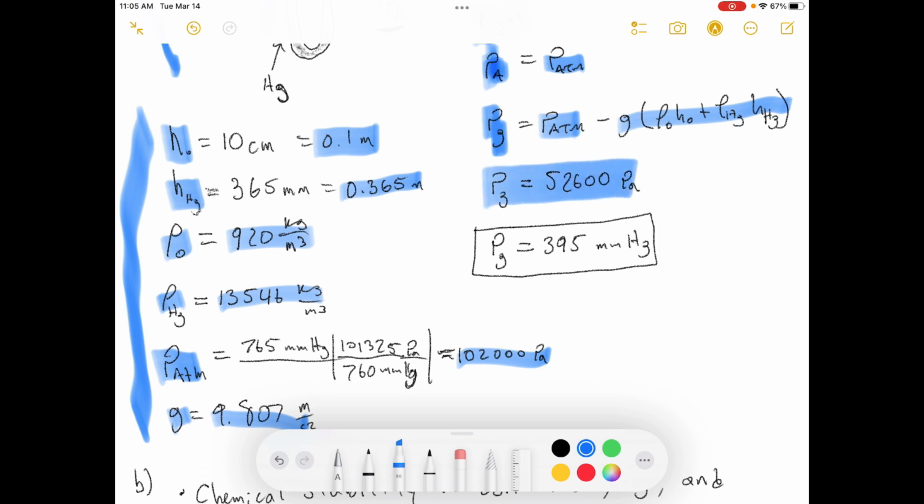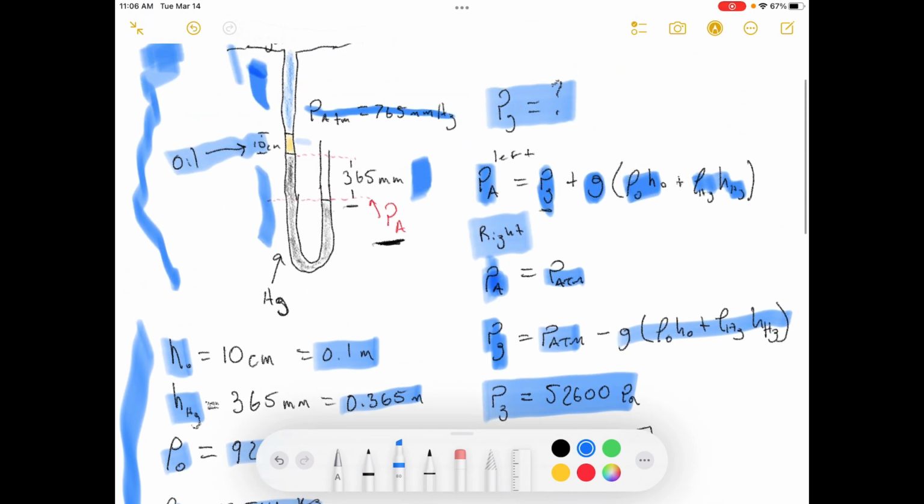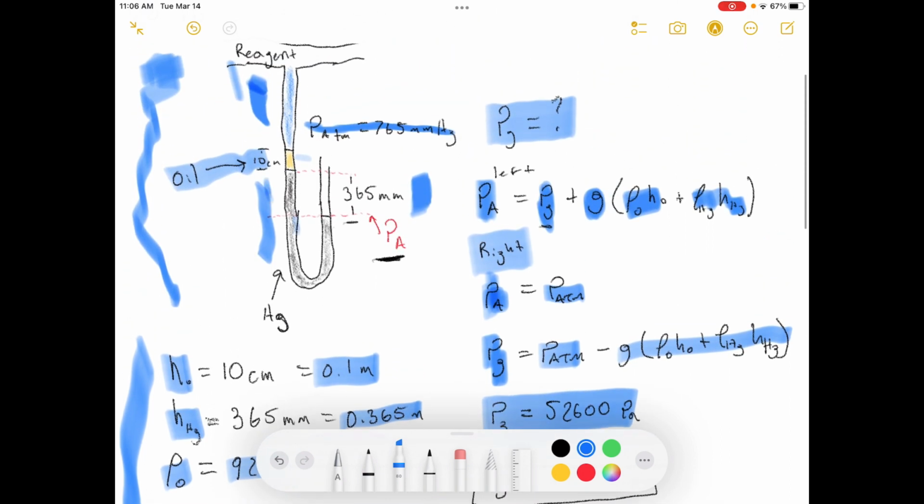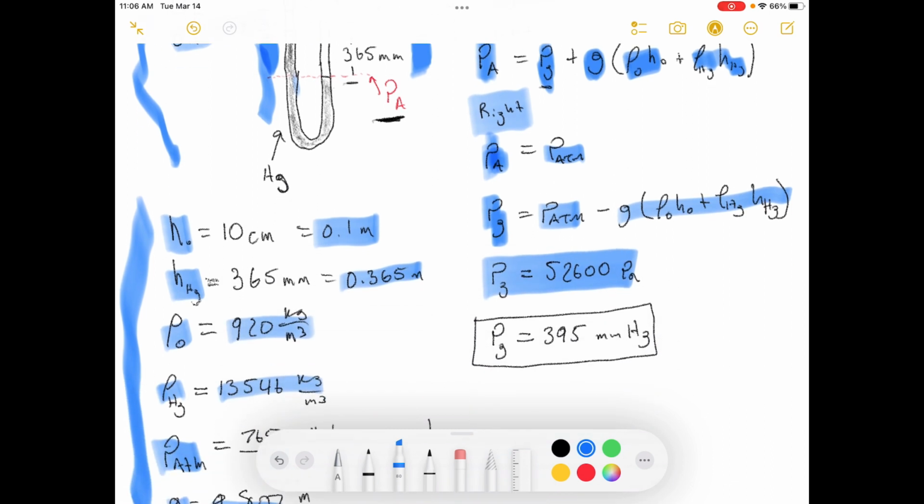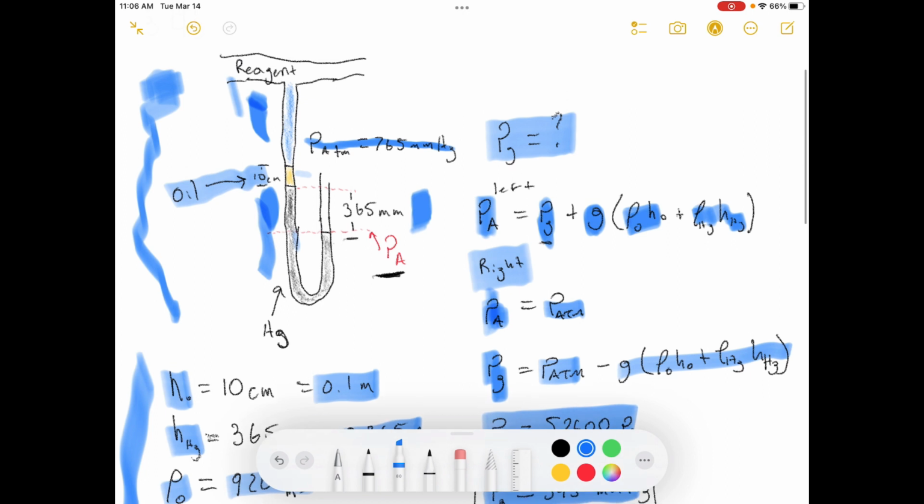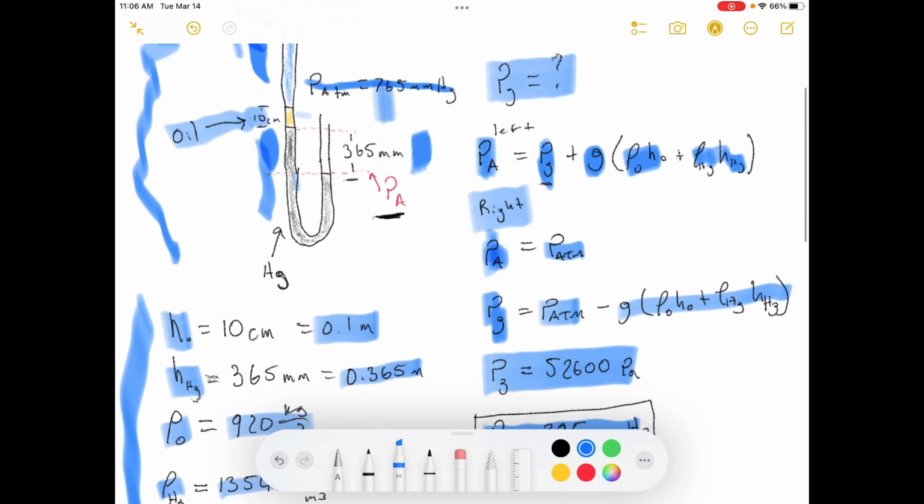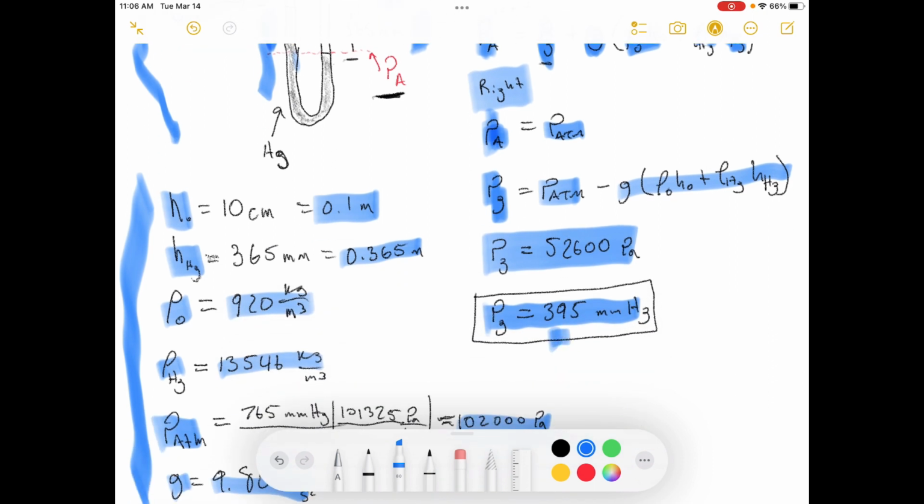And I got that the pressure inside of the pipe, we know that it should be less than the atmospheric pressure because the column head is higher on the left-hand side than it is on the right-hand side. And then we convert that into millimeters of mercury, because that's what the problem statement asked for. And sure enough, that is less than the atmosphere here. The atmosphere was about 765, and our pressure inside of the pipe was less, 395.